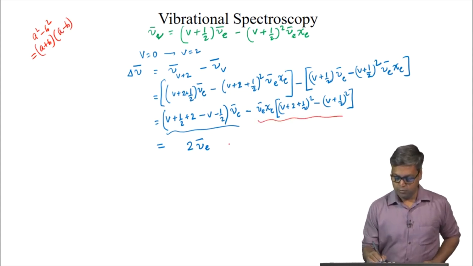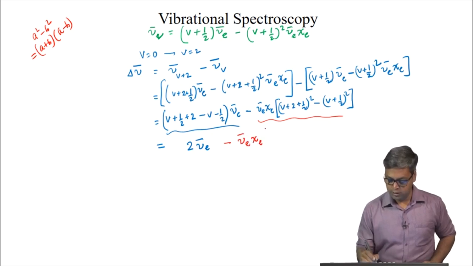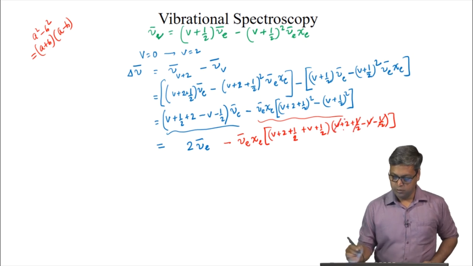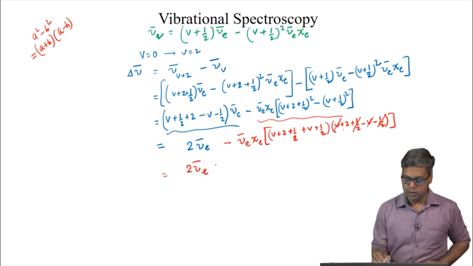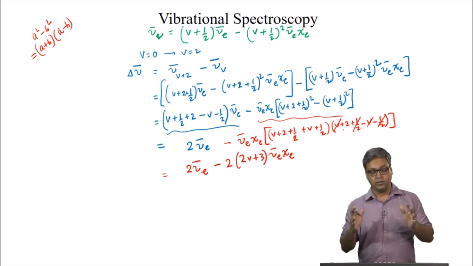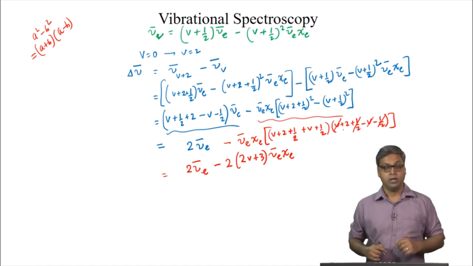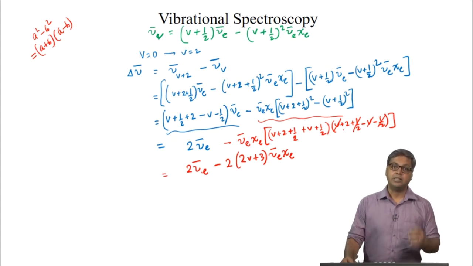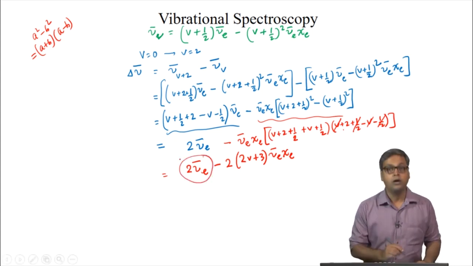So, for this term we can write minus ν̄_e χ_e, then I have (V plus 2 plus half plus V plus half), this is one term. The other term is V plus 2 plus half minus V minus half. So, these cancel out. So, what we have is 2 ν̄_e minus 2 times (2V plus 3) ν̄_e χ_e. So, this is the energy difference for the first overtone. Thus, we can see that the first overtone will appear at a frequency slightly less than twice the fundamental.